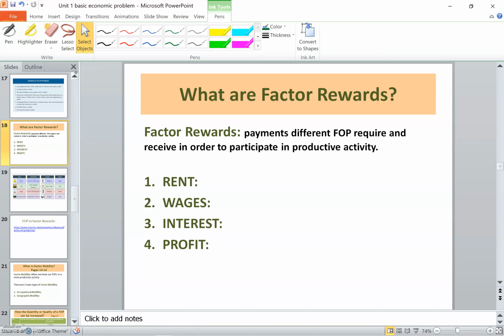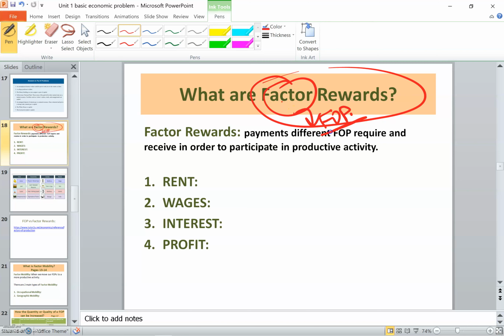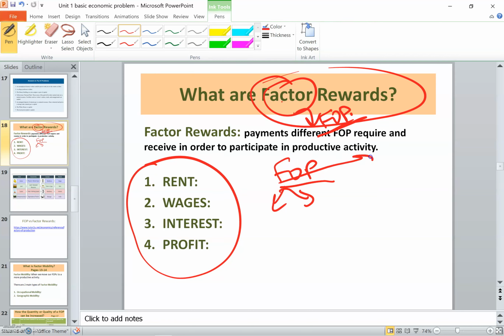Okay, now, as we said in the objective, it was said in the previous slide, we need to define what are factor rewards. This factor refers to the term factors of production. Okay, rewards, and what do I get in return? Factor rewards: payments that different factors of production require and receive in order to participate in a productive activity. So, in order to produce the goods and services, what should we pay in return? As we said, we have factors of production: land, labor, capital, enterprise.